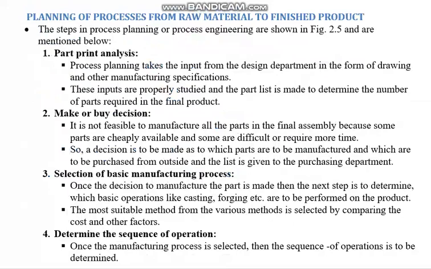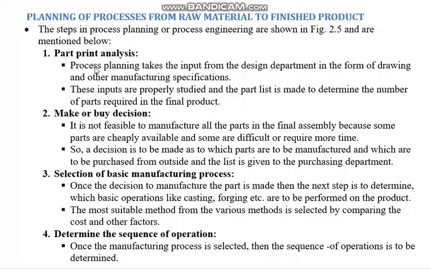What are the things that are involved? What are the steps? The steps in process planning. Planning of processes means process planning, or process engineering. Yesterday we saw that these two are used for the same thing. Alternatively, we can use these names, process planning and process engineering. Now, what are the steps?